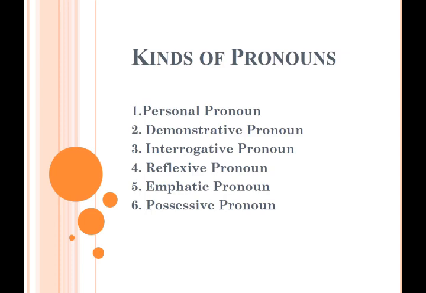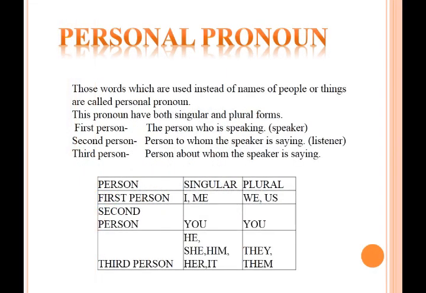There are commonly 6 types of pronouns: personal pronoun, demonstrative pronoun, interrogative pronoun, reflexive pronoun, emphatic pronoun, and possessive pronoun. What are personal pronouns? Words that are used instead of names of people or things are personal pronouns. Personal pronouns have both singular and plural forms. Now let's see the table.